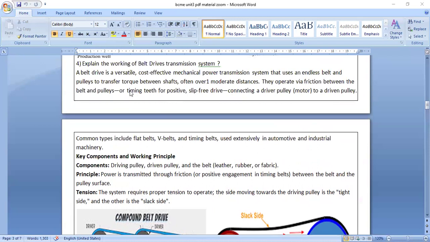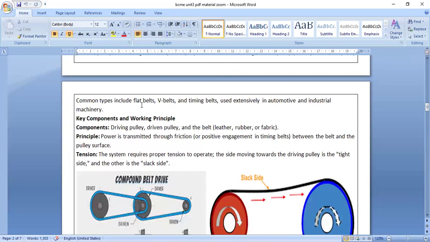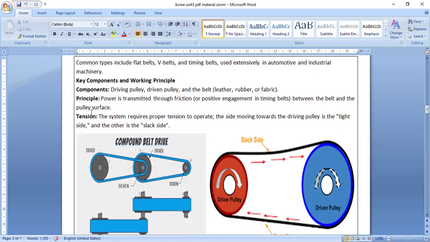Let us come to the definition of the belt drive system. It is a versatile, cost-effective mechanical power transmission system using belts and pulleys to transfer torque between shafts over moderate distances. So it is possible only over moderate distances between the belt and the pulley. Timing belts with teeth are used for positive, non-slip drives. The common types are flat belt, V belt, and timing belt, which are used in the automotive and industrial sectors.